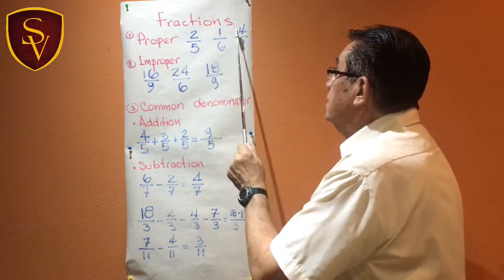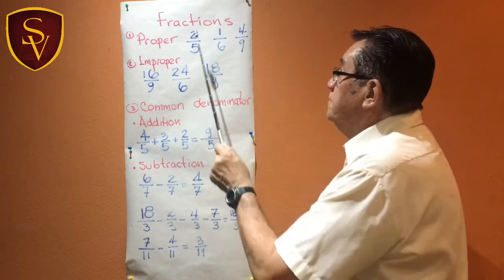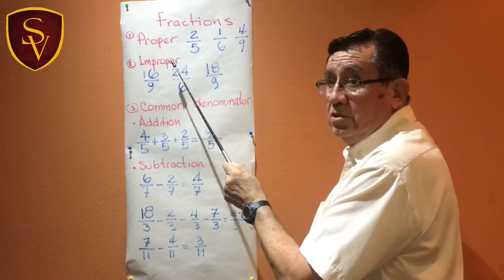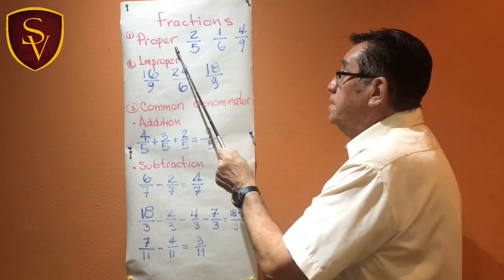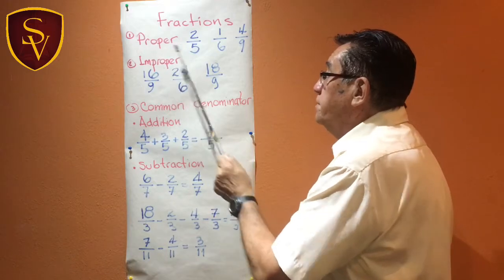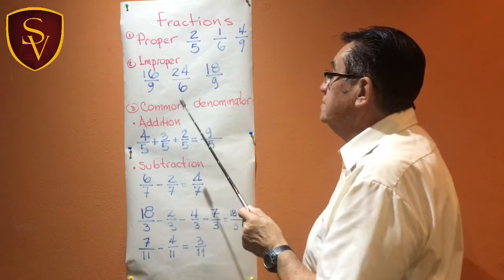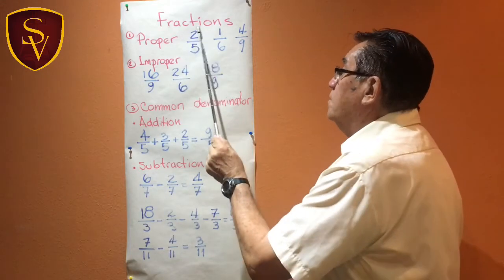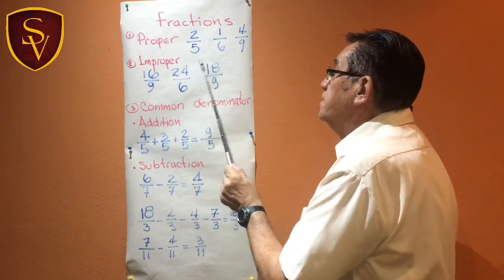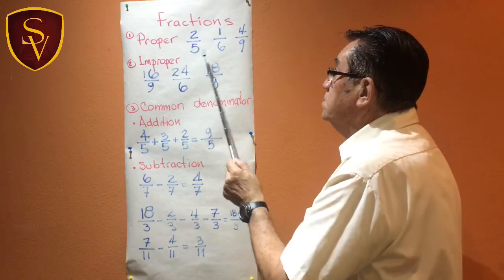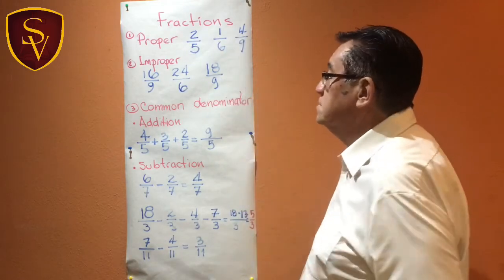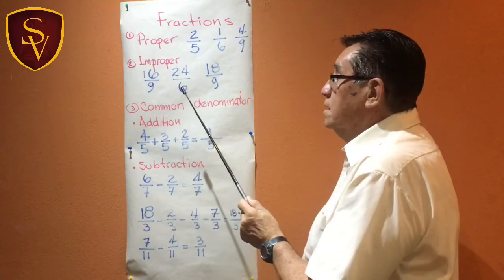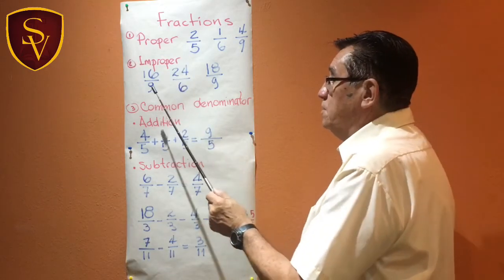1/6 and 4/9. Fracciones son aquellos números que no son enteros, entre los cuales tenemos las fracciones propias y las fracciones impropias. Las fracciones propias son aquellas que tienen el numerador menor que el denominador. Ejemplo, 2/5, 1/6, 4/9. También tenemos las fracciones impropias, what we call the improper fractions.